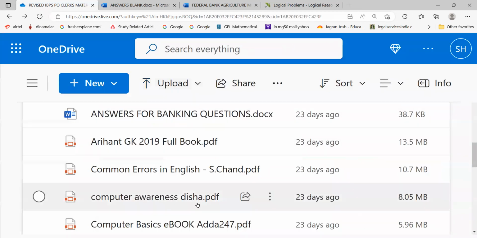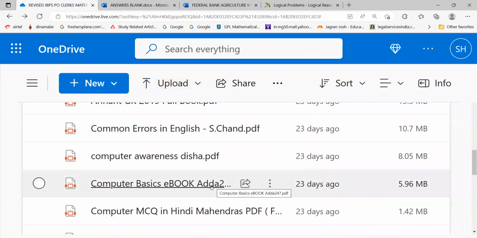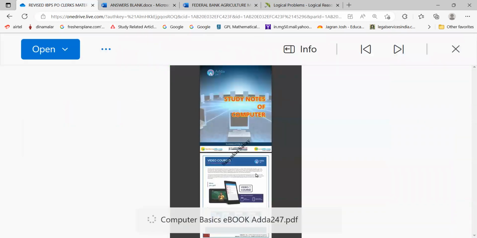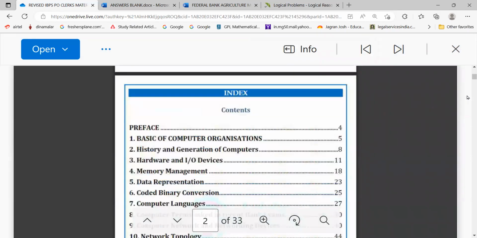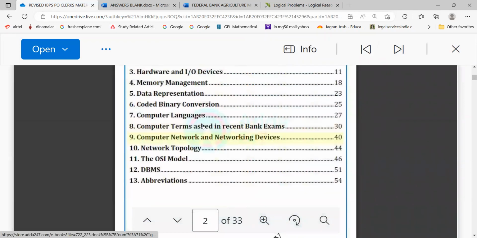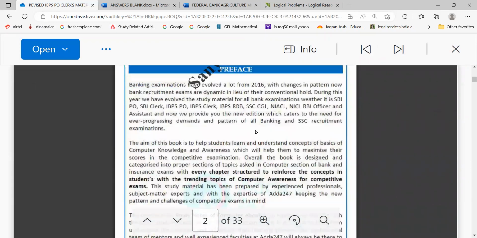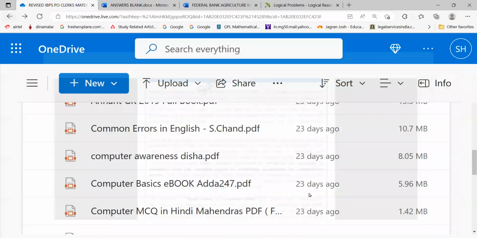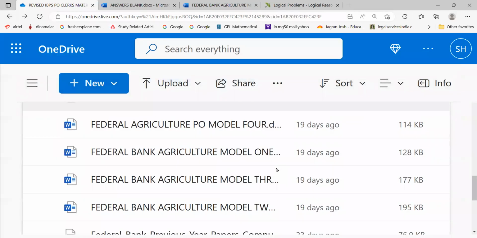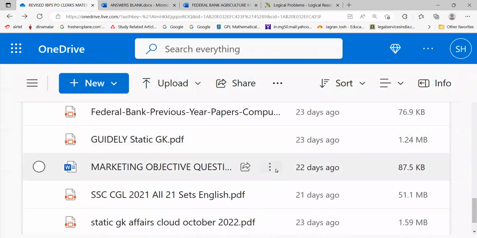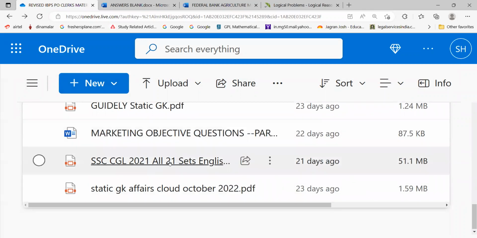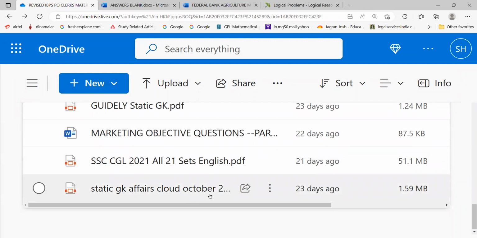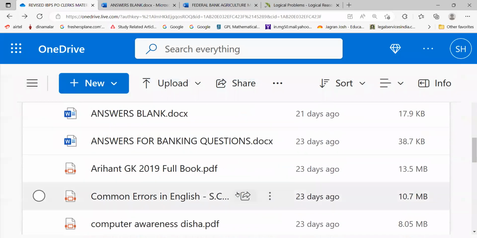Otherwise, there is one more book also, computer basic e-book. If this can help you, you can follow this also. If you don't have time to go through that, you go through this. Anyone, don't get confused by reading 2-3 things. Here one more set of marketing objective questions I have given. If you have time, you can go through that. All others are only some English and static GK. That's all. This much only is there.